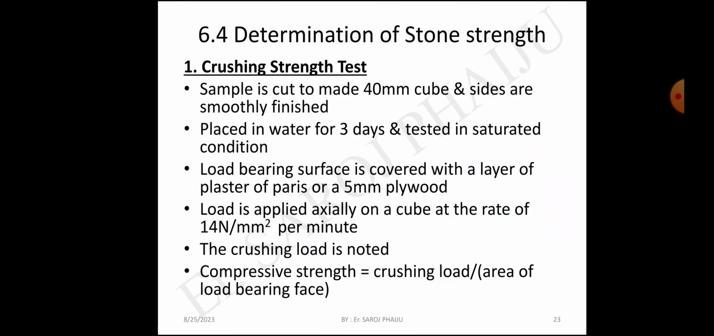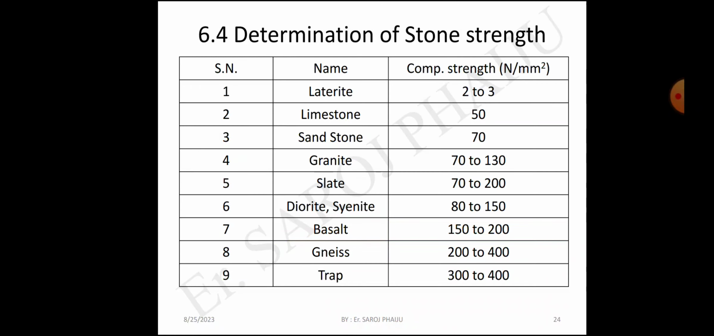6.4 Determination of stone strength. Crushing strain test. The sample is cut to make a 40 mm cube and the sides are smoothly finished. It is placed in water for 3 days and tested in saturated condition. The load bearing surface is covered with a layer of plaster of Paris or 5 mm plywood. Load is applied axially on the cube at a rate of 14 Newton per mm square per minute. The crushing load is noted. Compressive strength is the crushing load divided by the area of the load bearing face.